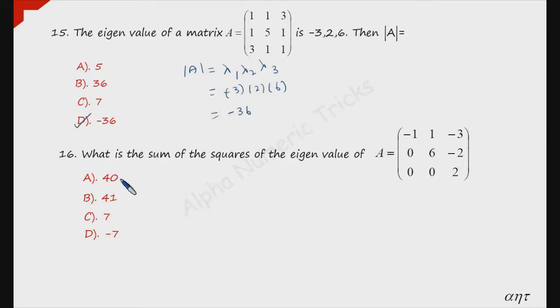The next question is: what is the sum of the squares of the eigenvalues of A equal to this matrix? This is an upper triangular matrix, so eigenvalues are the diagonal elements here. This term is 0. So the eigenvalues of the matrix are minus 1, 6, 2, and the sum of the squares of the eigenvalues is minus 1 squared plus 6 squared plus 2 squared, which is equal to 1 plus 36 plus 4, which is equal to 41. So 41 is the correct answer.